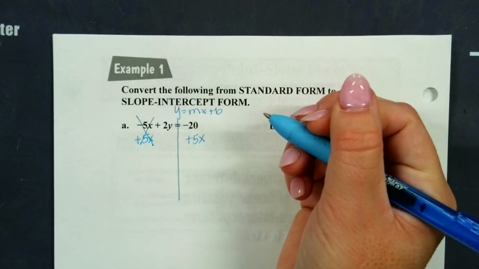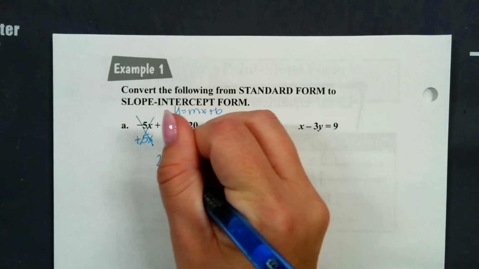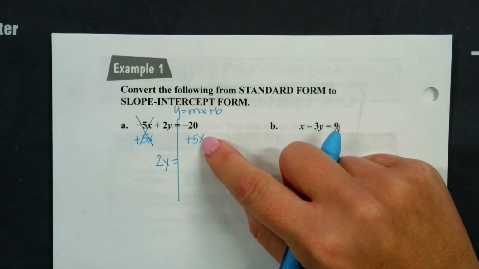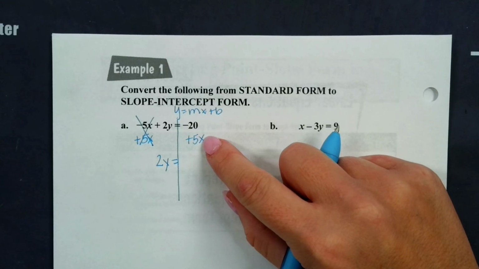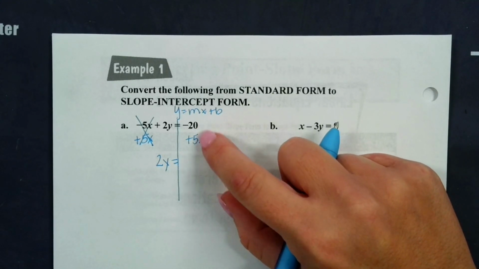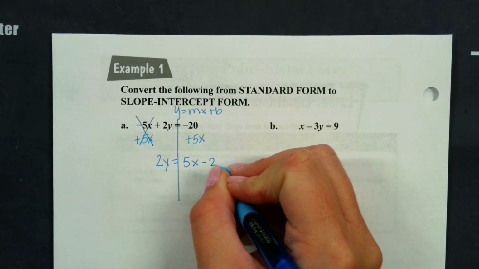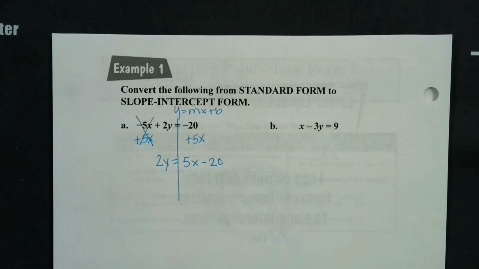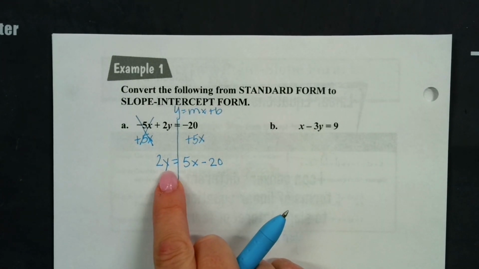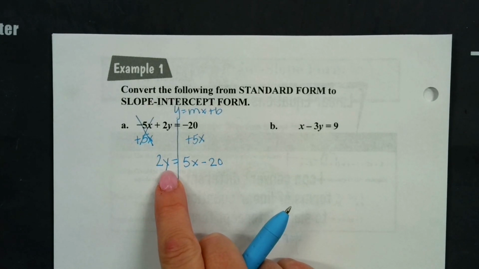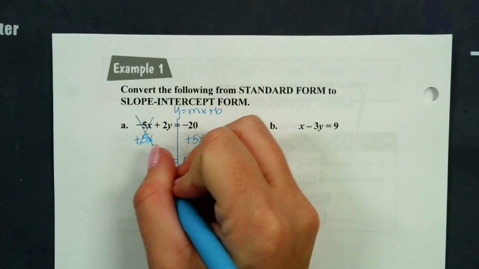Opposites cancel. Now, I cannot combine these. You guys kept wanting to combine these. You can't do that. This has an x. This doesn't. So we're just going to write 5x minus 20. You can't put things together that don't belong. Okay. Is y by itself yet? No. This says 2 times y. How would I get rid of a 2 times? Divide. So I'm going to divide by 2.